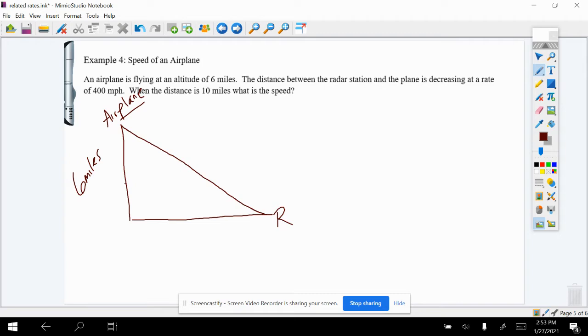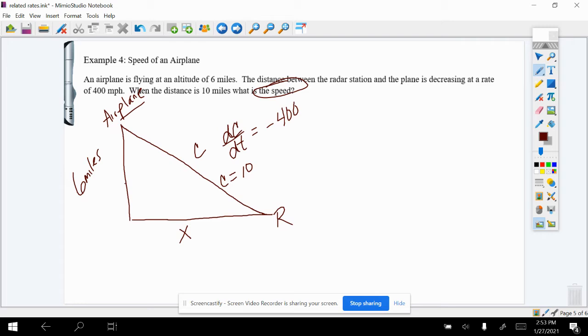The distance between the radar station, which I'm calling R, and the plane is decreasing. So this distance, since it's a hypotenuse, we'll say it's C. This distance is decreasing, so it's a rate that is decreasing at a rate of negative 400 miles per hour. And we want to figure out, when the distance is 10 miles from the plane to the radar station, what's the speed of the plane? So we also need to label this side.